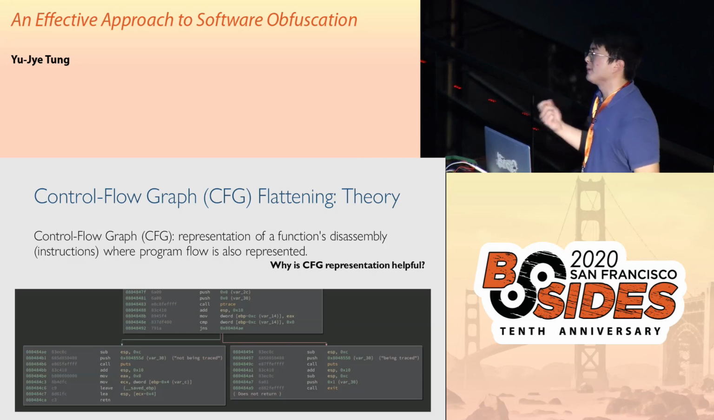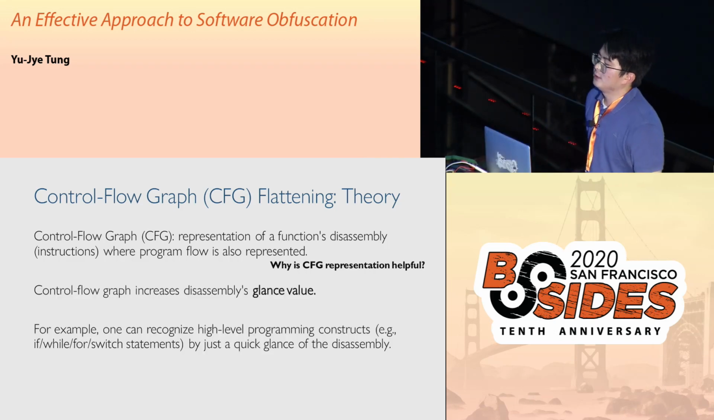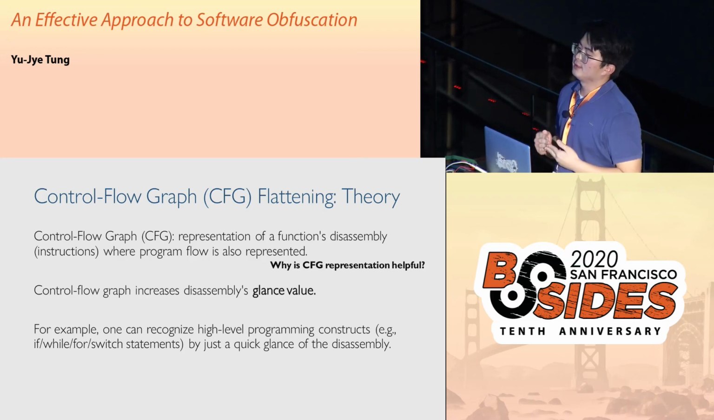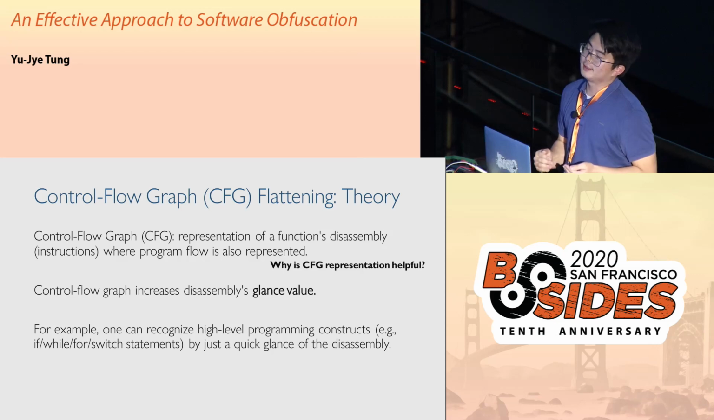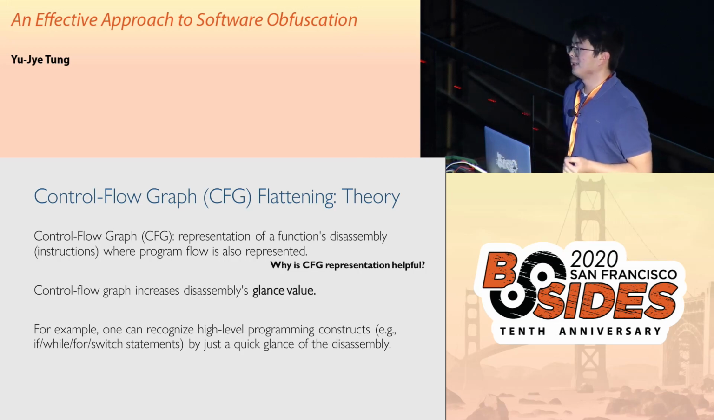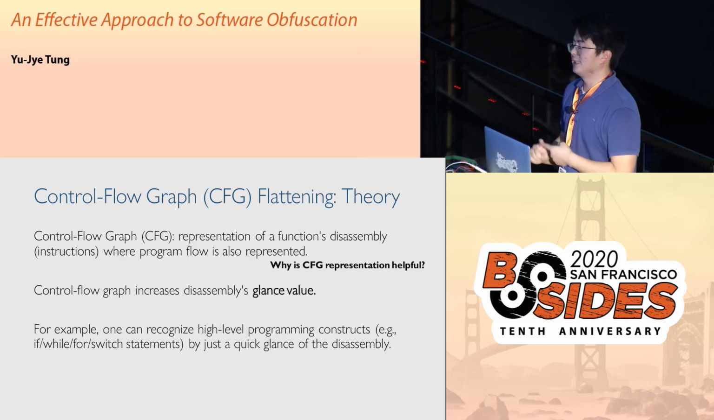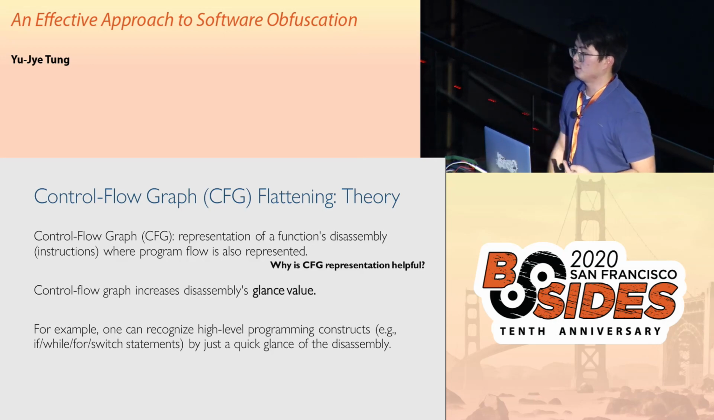So why is this representation useful? Well, it increases a disassembly's glance value, the ability to quickly glance over the disassembly and have some sort of understanding of what the code is doing. To be more precise, one can recognize high-level programming constructs, such as the if statement as explained earlier, while loops, for loops, and also switch statements, by just a quick glance at the disassembly.